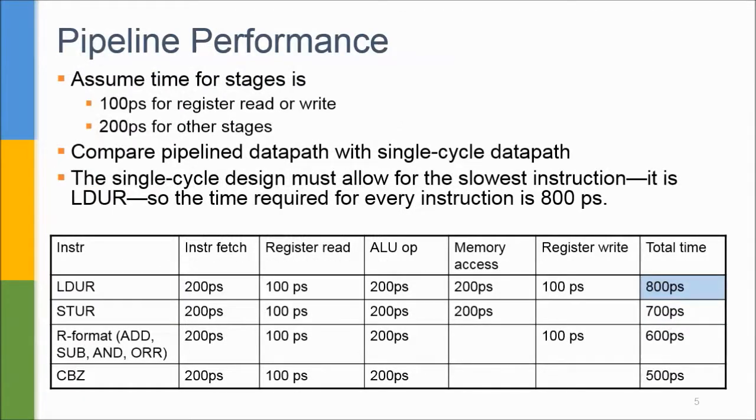Let's have a comparison between single cycle and a pipelined implementation. To make this decision concrete, let's create a pipeline. In this example, we see 7 instructions that are load register, store register, add, subtract, and, or, and compare and branch to 0. In short, in this example we see memory instructions, arithmetic instructions, and branch instructions.